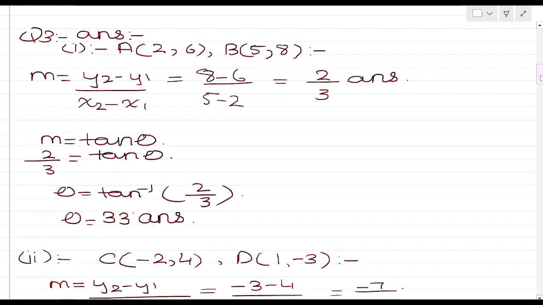Moving on to the third question, here in the first part we are given 2 points, A which is 2 comma 6 and B which is 5 comma 8. We need to find their gradient.